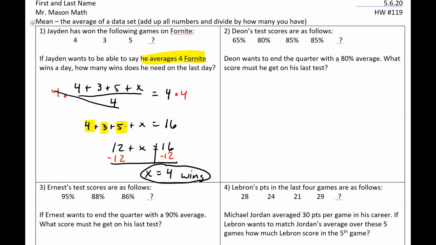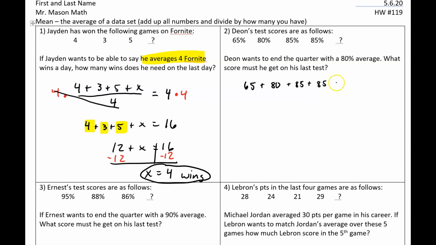All right, so let's do number 2. It says Dion's test scores are as follows: 65, 80, 85, and an 85, and a question mark. And Dion wants to say at the end of the quarter, hey, I have an 80% average. What score does he have to get on that last test in order to keep that 80? This is good for some of you guys in your grades sometimes. If you're like, hey, what do I have to get on this test in order to get an A in this class, right? So this is how you can set this up.